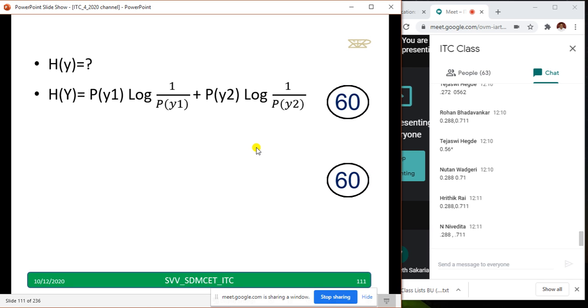Find out h of y equal to. The equation is known to you. You have the product of y1 and the product of y2 in your hand. Simply fill in the values and find out h of y. You have done h of x, now we are going to do h of y. Then you have to do h of x given y, h of y given x, and we need the mutual information I equal to, which you have to find using the equations.